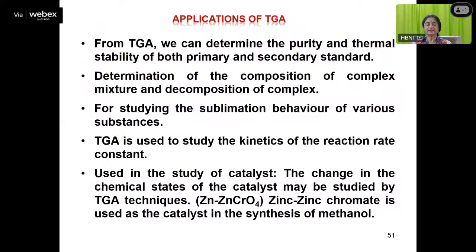Now what are the applications of TGA? Let us see that. From TGA, we can determine the purity and thermal stability of both primary and secondary standards. Determination of the composition of complex mixtures and decomposition of complexes. For studying the sublimation behavior of various substances. TGA is used to study the kinetics of the reaction, finding out the reaction rate constant. Used in the study of catalysts.